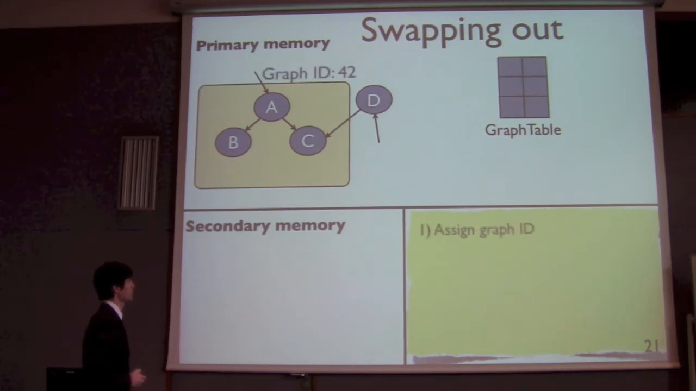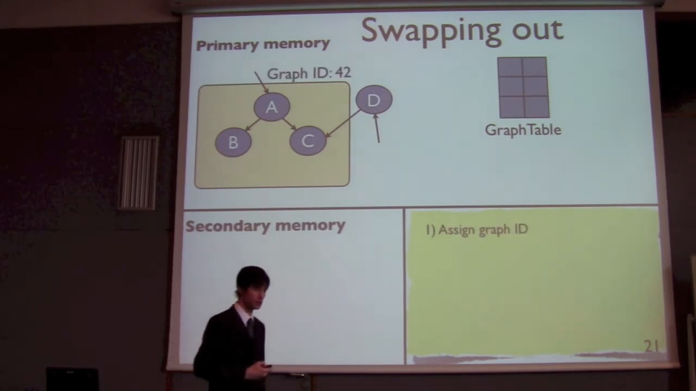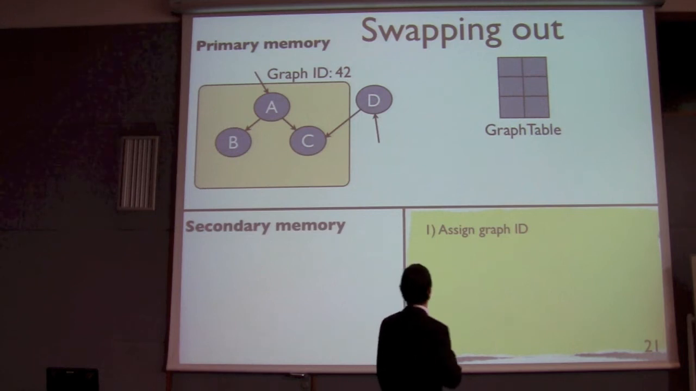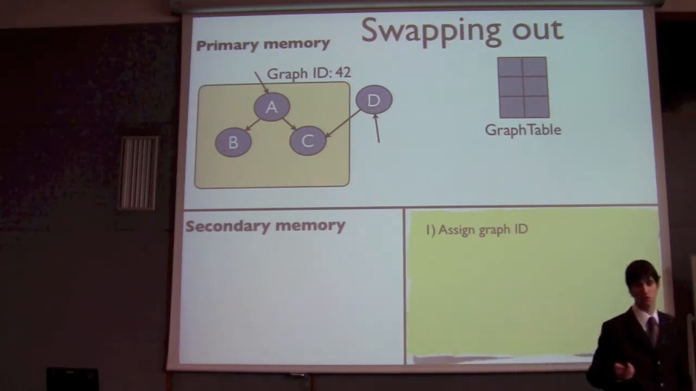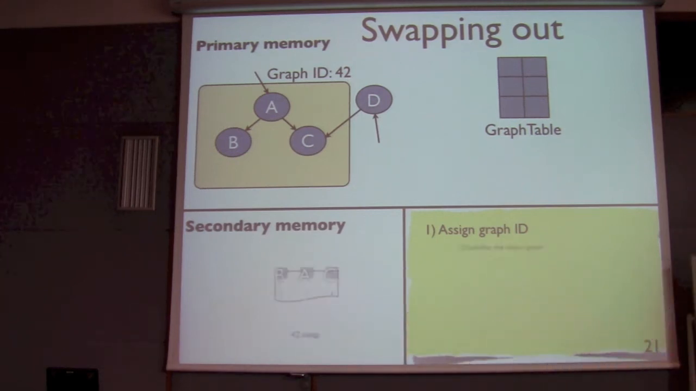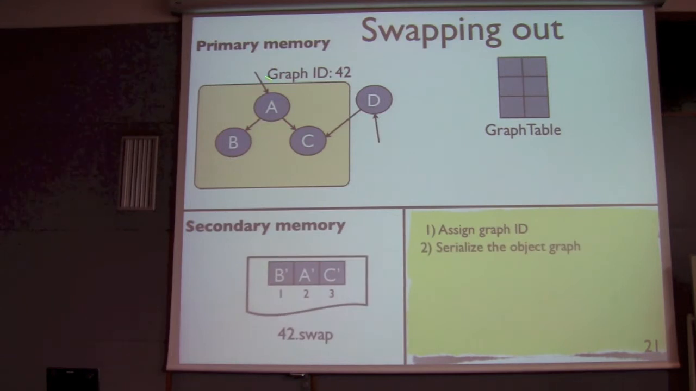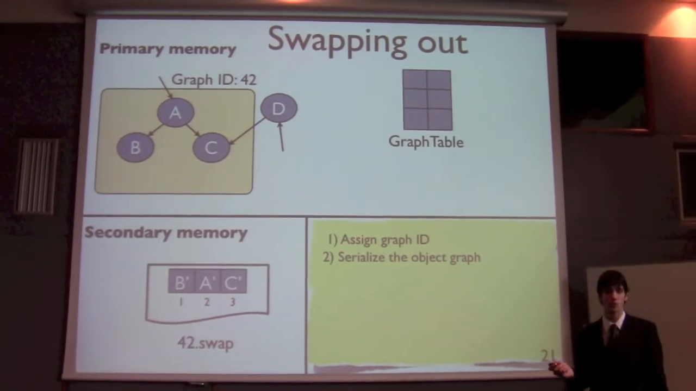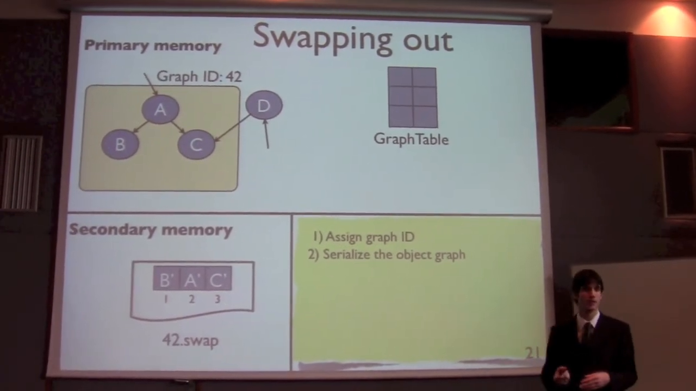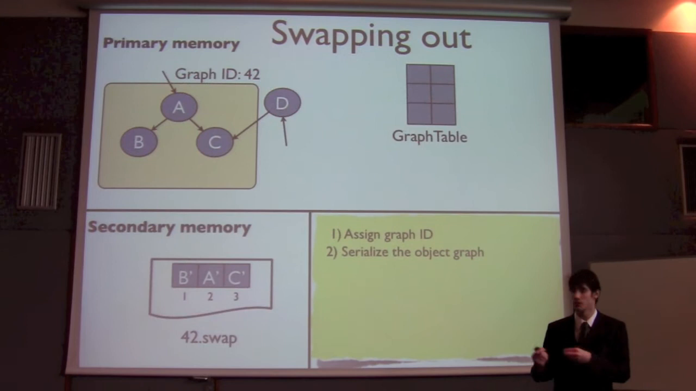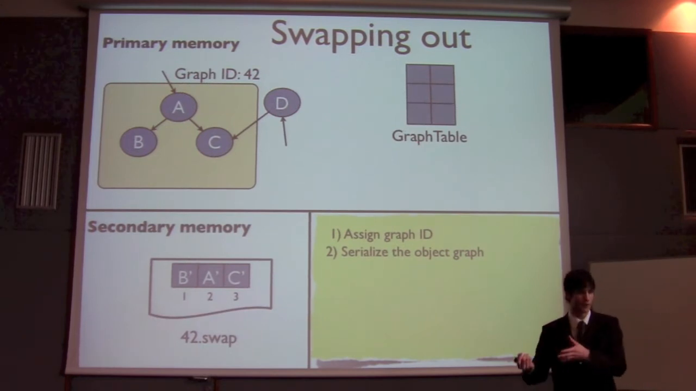Okay. So first step is to assign a graph ID. So Marea assigns an automatically generated ID. Let's say in this case it's 42. Okay. Second step is to serialize the object graph. So we serialize this graph, and by default, in this example, we use the basic object graph storage, which creates a file per graph that we swap and stores the file on the hard disk.